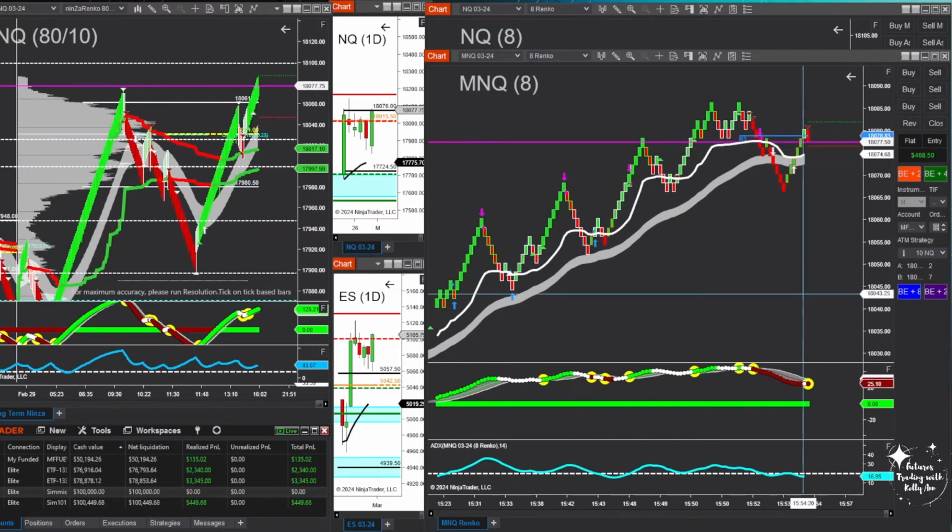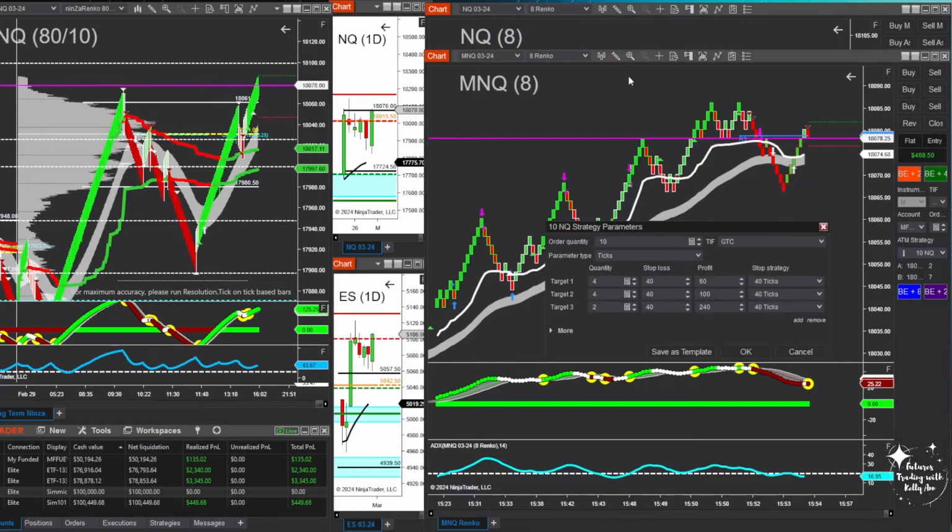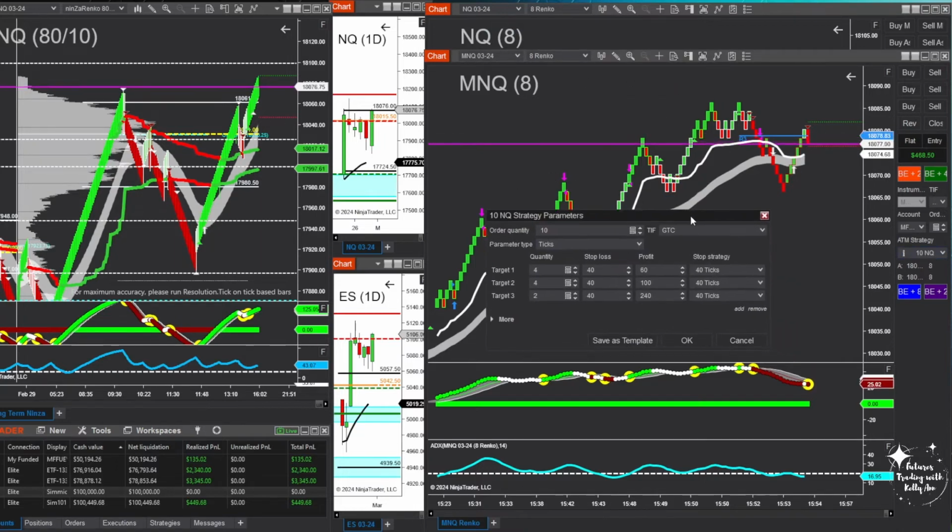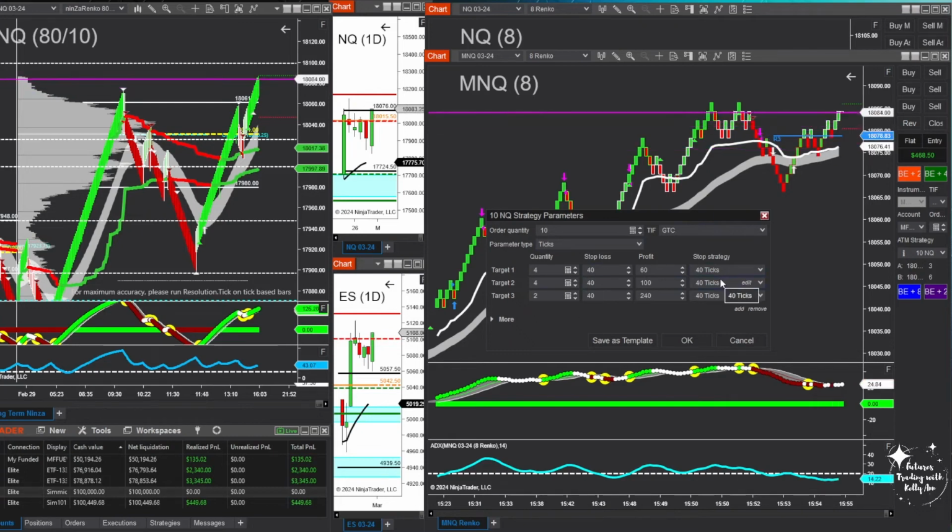So for the risk management strategies on MNQ, I'm trading 10 micros, okay? And that's the equivalent to one contract on the mini contract. And I've got it broken out, so I'm taking four contracts off at 60 ticks and four contracts off at 100 ticks profit and two contracts off at 240. And I'm going in with a 40 tick stop loss. And then my strategy is set to break even once I get to 1-to-1 risk reward. So if I'm risking 40 ticks, once I get the 40 ticks in profit, it moves me to break even. Just protects me from excess losses.